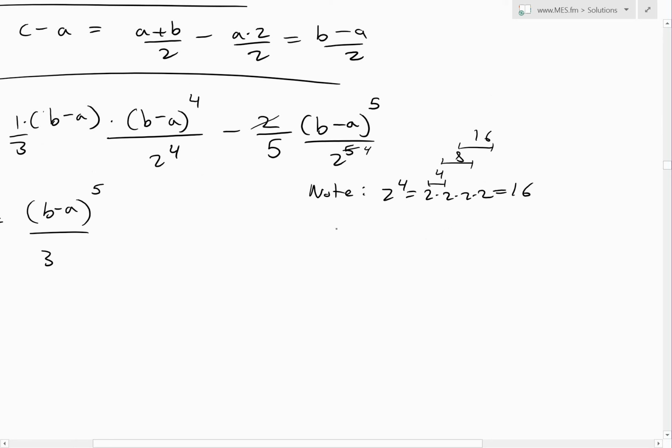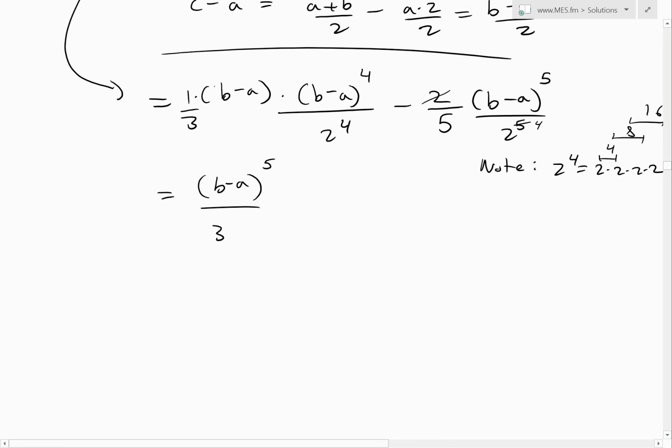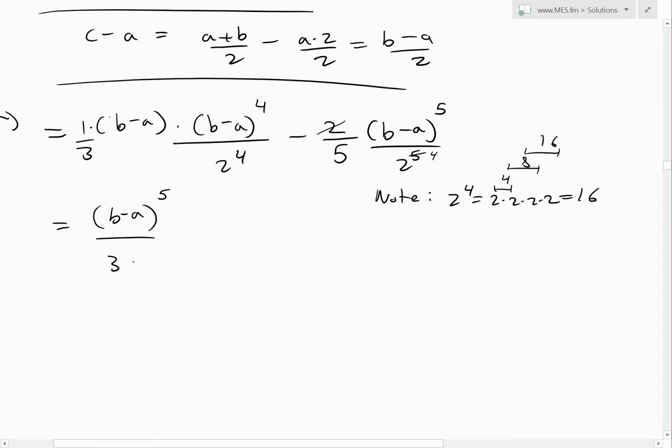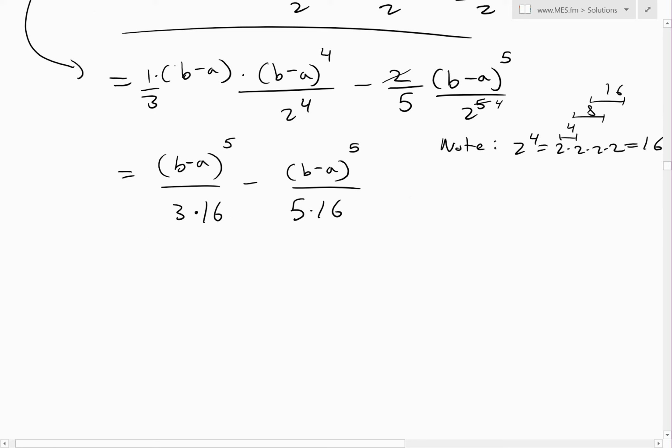So what we have over here is equal to 3 times 16 minus B minus A to the 5 over 5 times 16. And now, to get the common denominator, all we need to do is add another 3 and add another 5 here. This equals 2, B minus A to the 5, and factor that out.